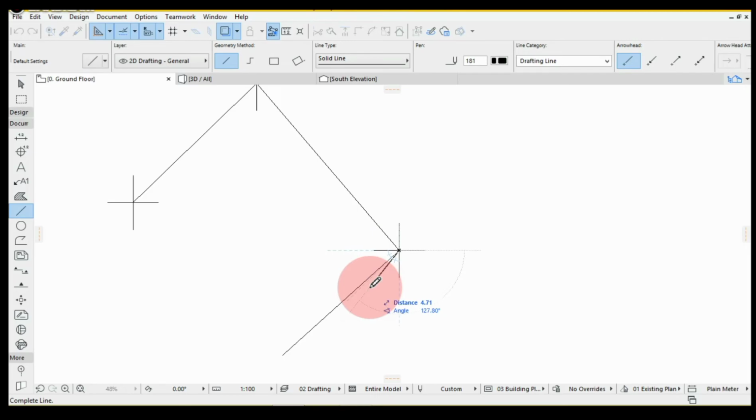So we're going to say 180 degrees minus 42.717 degrees to give you 137.283. So we're going to enter the distance first, 15.5. Then you enter the angle, which is 137.283. You see it's exactly on that point. So that is how to do it.